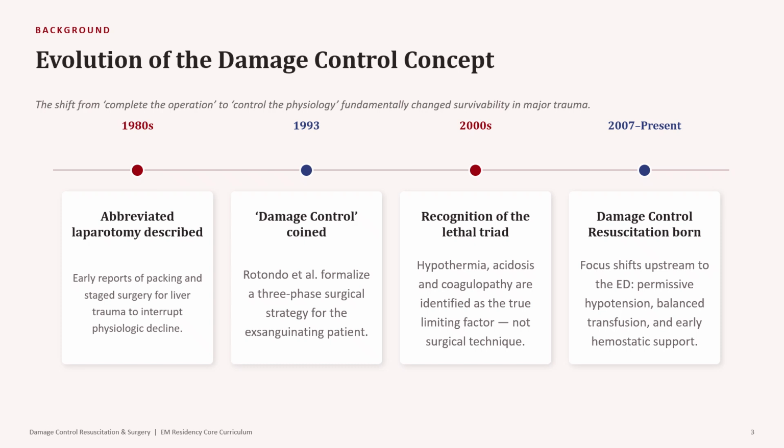Next comes the recognition of the lethal triad around the 2000s. Hypothermia, acidosis, and coagulopathy have been determined as the lethal triad that will lead to death or disability in trauma patients, and they have been recognized as limiting factors, not just surgical technique. From 2007 to the present, damage control resuscitation was born and evolved. Focus has shifted upstream to the ED with permissive hypotension, balanced transfusion, and early hemostatic support.